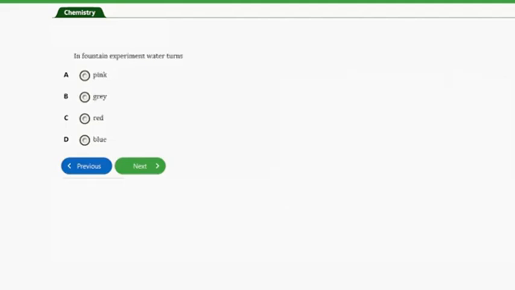So let's quickly go ahead and check out the next question, and guys, that's question number 10. It says, in fountain experiments, water turns A, pink, B, grey, C, red, D, blue. So guys, the answer to this question is option C, and that's red. In fountain experiments, water turns red. Actually, it's used in the preparation of hydrogen chloride. So guys, let's consider the next question.